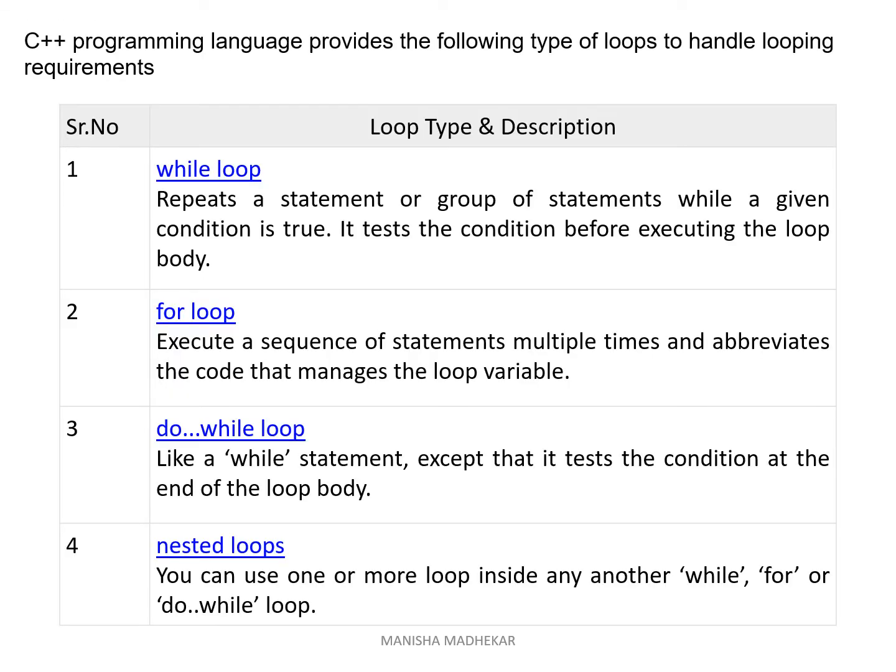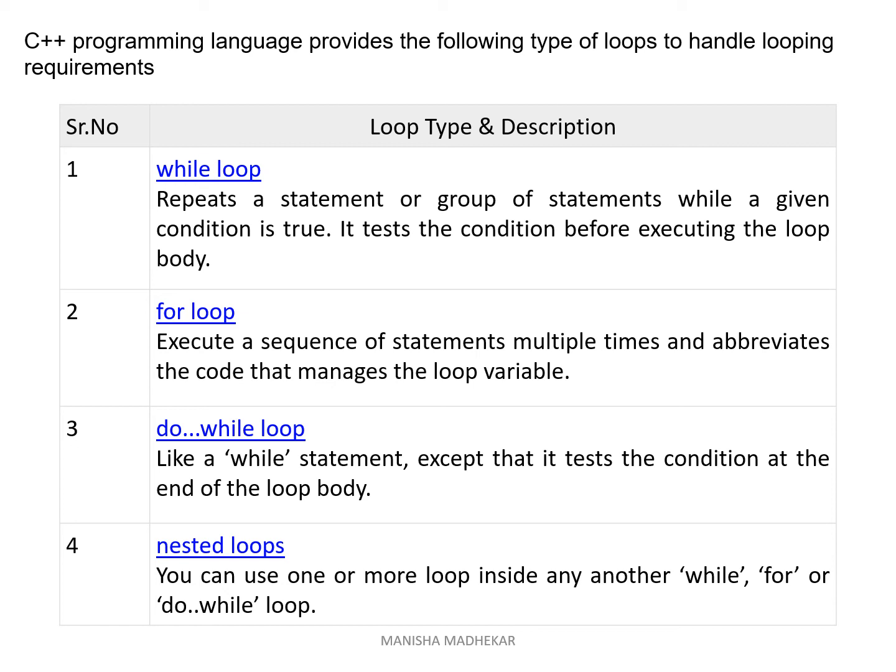In the C++ programming language, there are various loops. The while loop repeats a statement or group of statements while a given condition is true. It tests the condition before executing the loop body. Next is the for loop. It executes a sequence of statements multiple times and abbreviates the code that manages the loop variable.